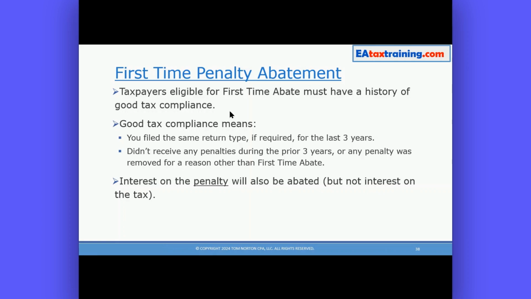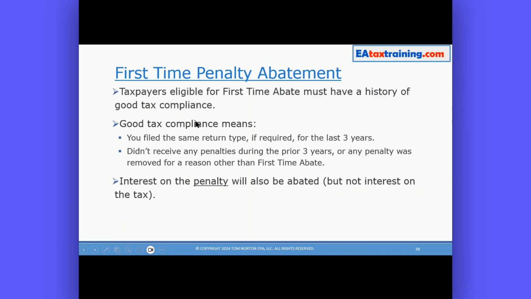So good tax compliance means that you filed this same type of return for the last 3 years, if it's been required, and during that time you haven't had any penalties, or you didn't have any penalties that were abated for some reason other than first time abate. As the name implies, this is the first time, but it doesn't have to be the first time ever. They're just looking back 3 years.